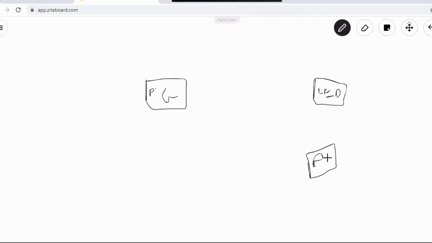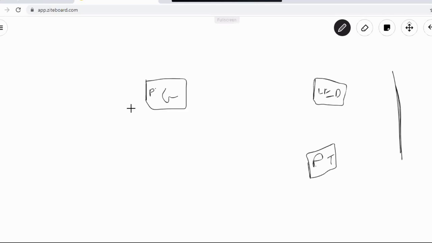So let me first draw. Suppose this is the first block, which represents the pulse generator. Another element is a light source. You may take an LED or laser, some optical source. And here, suppose a phototransistor, a light detector. And this is your target or object.